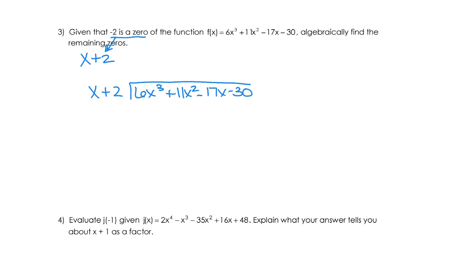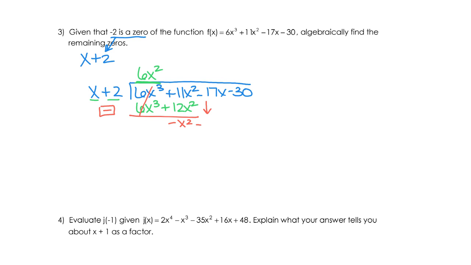Okay? And we're going to need a 6x squared up at the top. So that 6x squared times x is 6x cubed. 6x squared times 2 is a positive 12x squared. I'm going to go ahead and subtract. 6x cubed minus 6x cubed cancels, and 11x squared minus 12x squared is negative x squared.